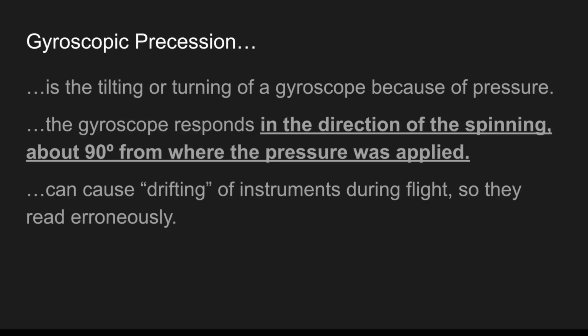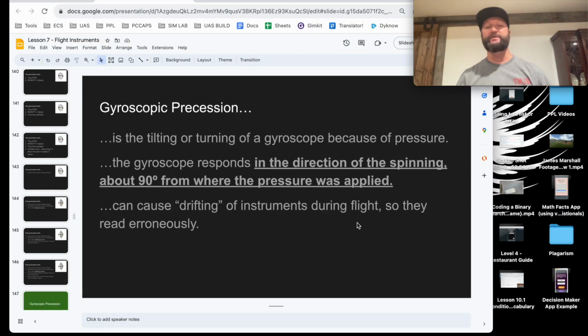So there's this concept of gyroscopic precession. Gyroscopic precession is the tilting or turning of a gyroscope because of pressure. The gyroscope responds in the direction of the spinning about 90 degrees from where the pressure was applied. This can cause drifting of your flight instruments during flight, so they read erroneously. Now, let me explain this really quickly. We'll talk more about this in class.